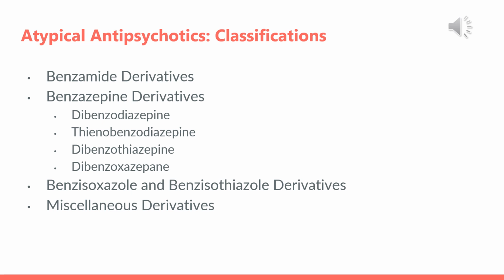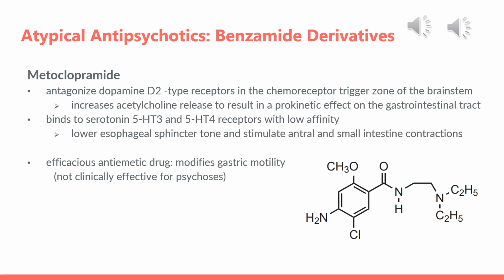The classifications are as follows. We have benzamide derivatives, benzazepine derivatives, benzisoxazole and benzisothiazole derivatives, and miscellaneous derivatives. Starting with the benzamide derivatives, we have metoclopramide. They antagonize dopamine D2 type receptors in the chemoreceptor trigger zone of the brainstem, and the antagonism of the D2 receptors in the myenteric motor neurons increases acetylcholine release to result in a prokinetic effect on the gastrointestinal tract.